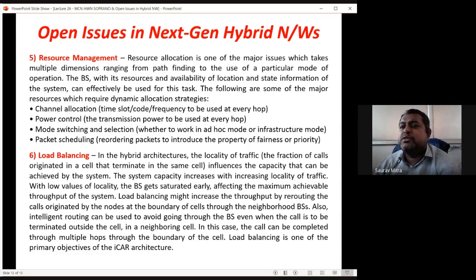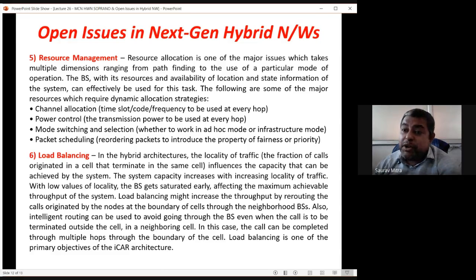The same thing whenever we are choosing a route, at that time we try to see that the route has nodes with lesser mobility. But that is another way of avoiding the catastrophe at the beginning design stage. So that is an open issue in next generation hybrid network.